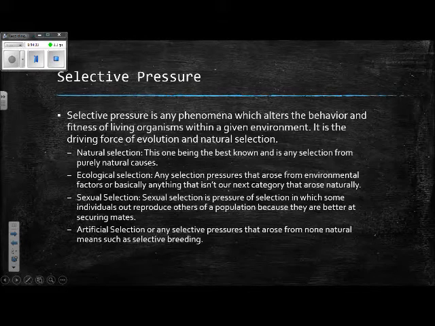And then, of course, there's artificial selection, or any selective pressures that arose from non-natural means, such as selective breeding. And the example for this would be the modern-day dog, right? Before there were modern-day dogs, there were wolves. Wolves saw human settlements and were like, hey, cool, there's lots of food laying around here. So they'd hang out with the humans.